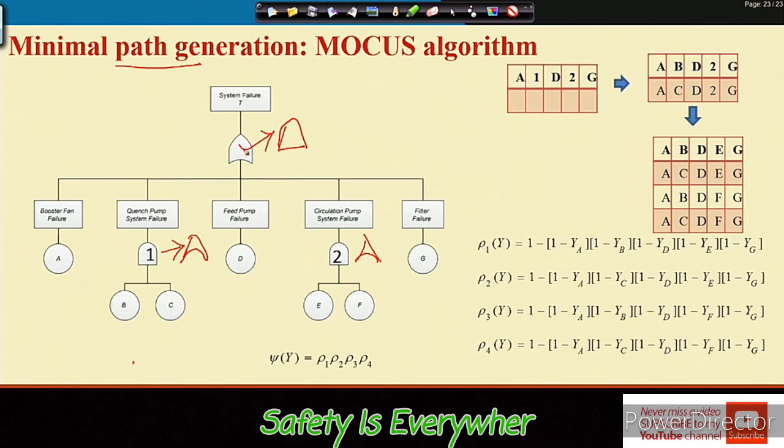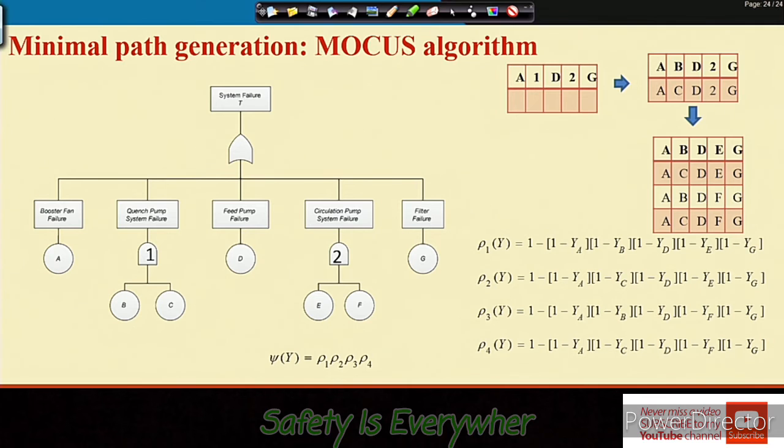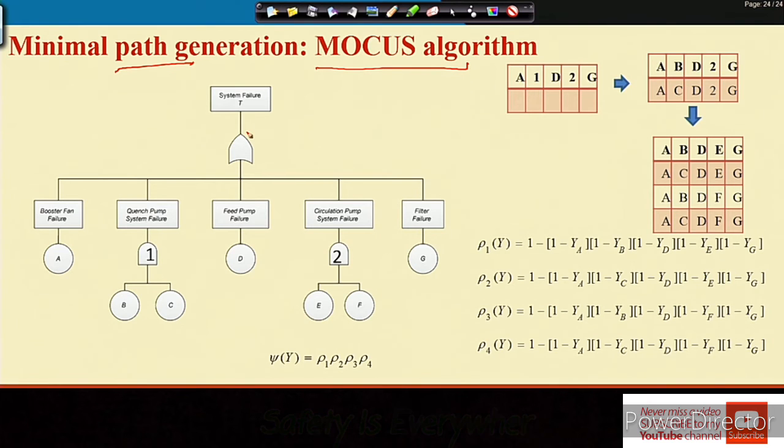So, when you put an AND gate where there was an OR gate, and you take the minimal cut representation of this converted fault tree, then you will get the minimal path. But I will show another algorithm, the same MOCUS algorithm, during minimal path generation. So, we will not convert our fault tree, it will be as it is.